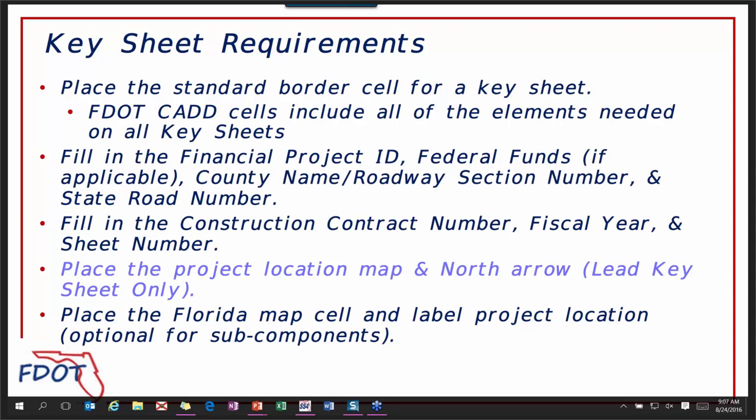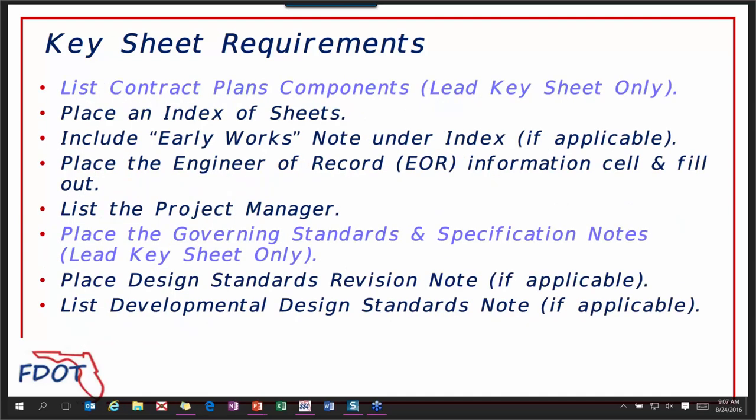However, it is optional for the subcomponents. And I haven't had anybody tell me, hey, take this off of the subcomponent, so it's still sitting out there on it. And on there, basically, it's just a general location of where that project is. We just put a label pointing to roughly where it's at, and it's good to go. On the lead key sheet again, I would list all of the components that go with the project. That way, you know what all other sets of plans we're looking for.